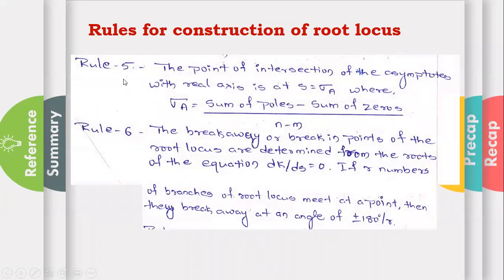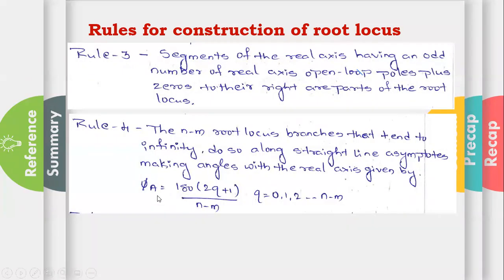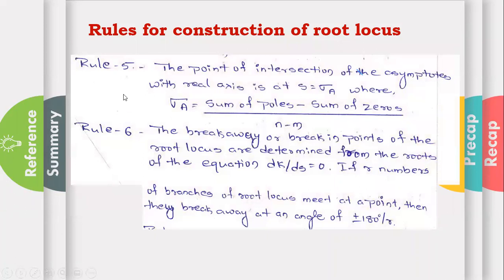Next, rule number 5. The point of intersection of asymptotes with the real axis is at S equal to sigma A, where sigma is given by sum of poles minus sum of zeros divided by n minus m. So we need to find the centroid, and at the point of centroid we need to draw the asymptotes at an angle. That angle we discussed earlier is called the asymptote angle, and the asymptotes have to be drawn at this centroid point, which is given by sum of poles minus sum of zeros divided by n minus m.